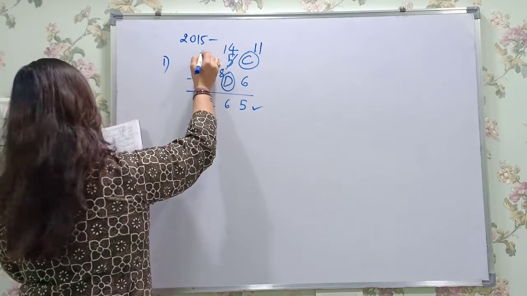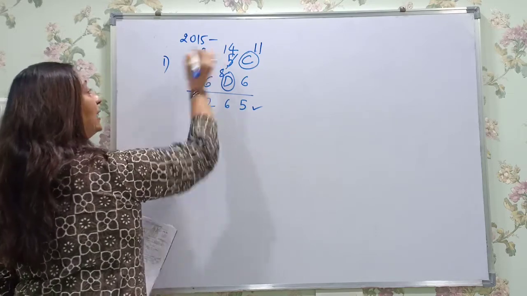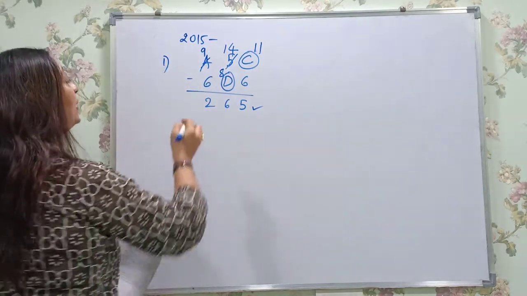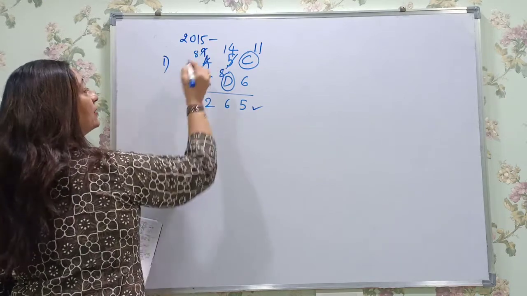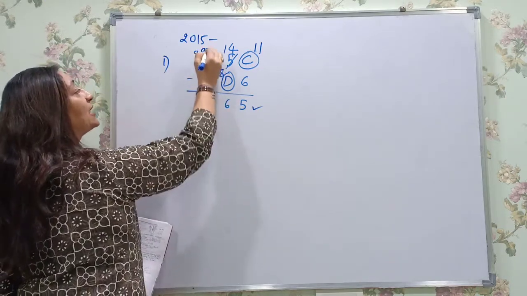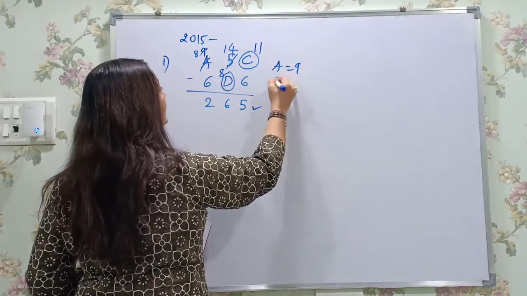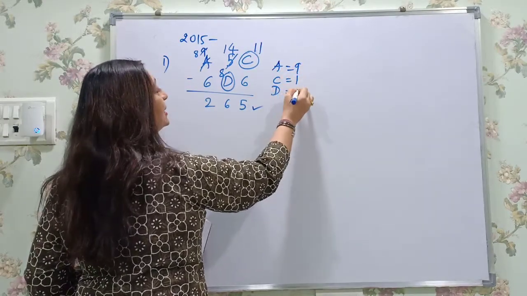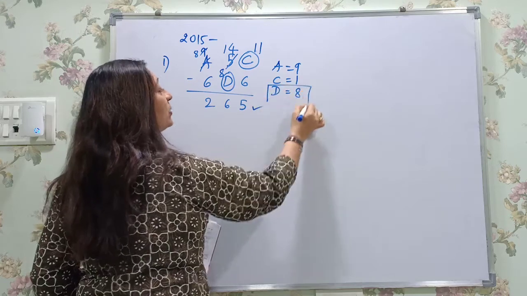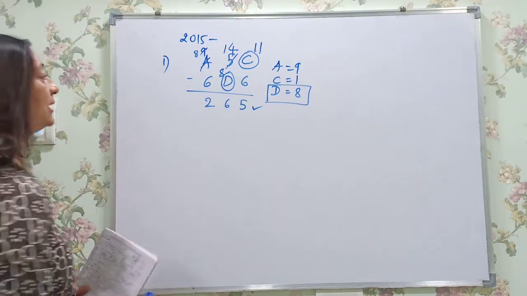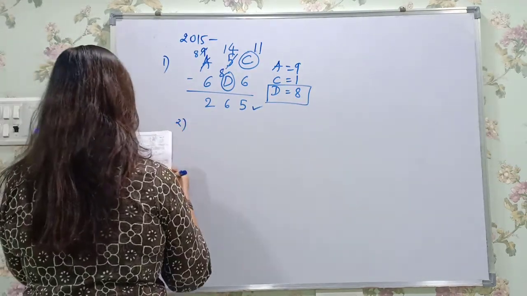Now initially A was 9, but we cut this and make it 8. So 8 minus 6 is 2. So A has to be 9, not 8. So the value of A is 9, C is 1, and D is 8. So what they have asked, what is the value of D? That is 8.